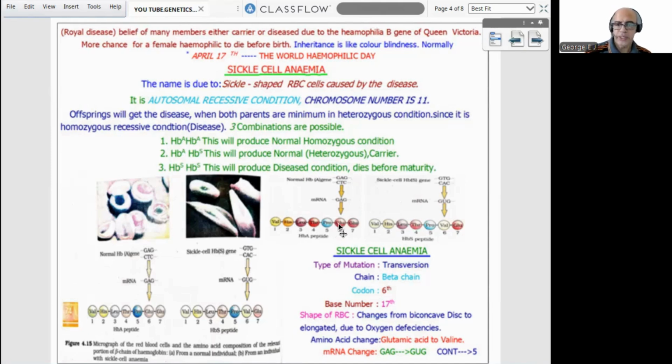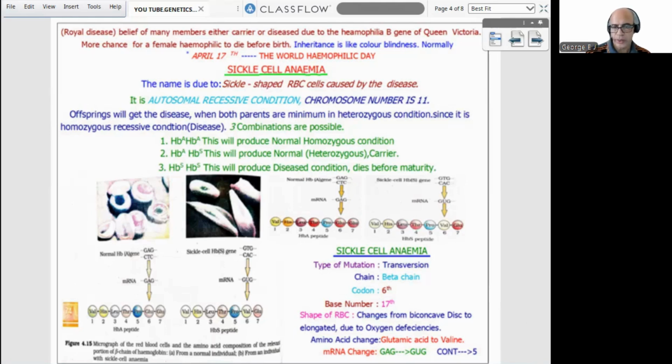Shape of RBC changes from biconcave disc to elongated due to oxygen deficiency, etc. In the disease condition, oxygen carrying will be affected. Amino acid change, that is important: glutamic acid to valine. mRNA change: glutamic acid is GAG, valine is GUG. That you can find here. So that part is very important for sickle cell anemia and a usual theory and entrance question.